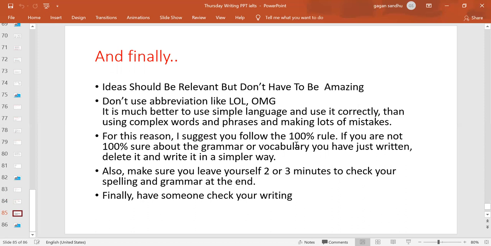And always leave yourself 2 to 3 minutes to cross-check, to proofread for the spellings, for the grammar, for the spacing errors, for the punctuation. These are the things you need to check, and obviously whether you have followed every technical parameter completely or not. And finally, have someone check your writing.